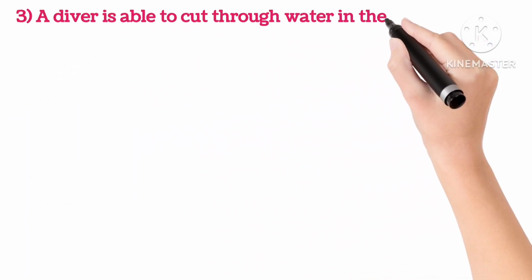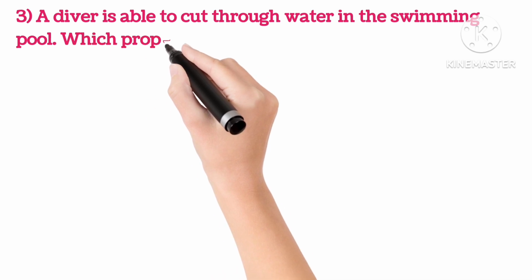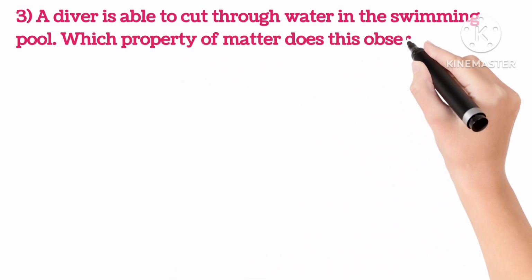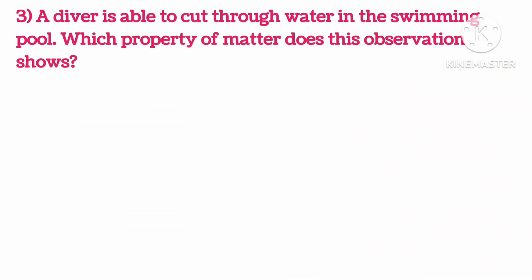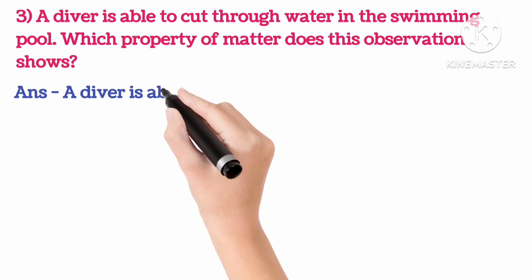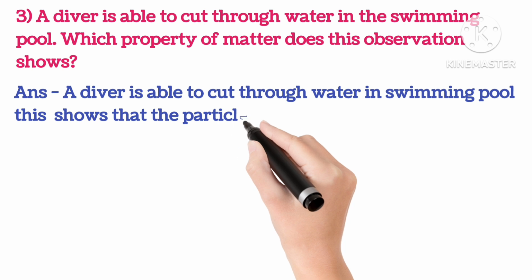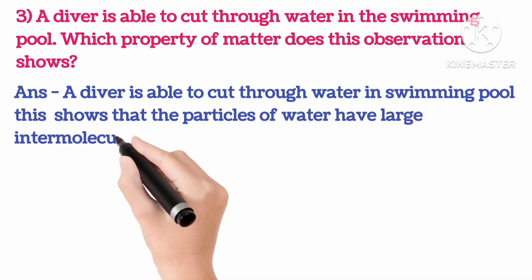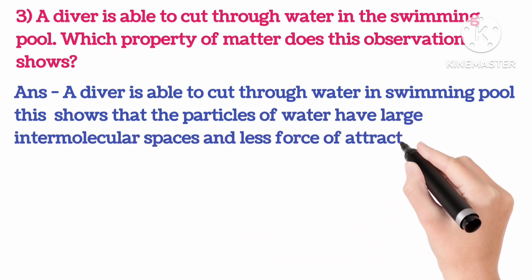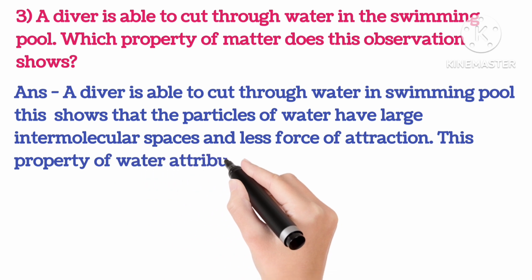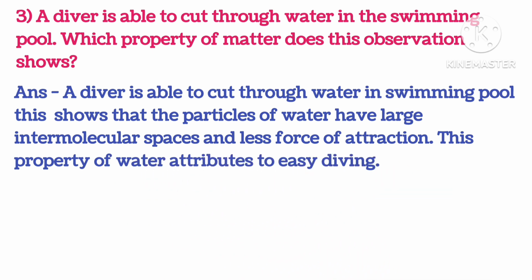A diver is able to cut through water in the swimming pool. Which property of matter does this observation show? A diver is able to cut through water in a swimming pool. This shows that the particles of water have large intermolecular spaces and less force of attraction. This property of water contributes to easy diving.